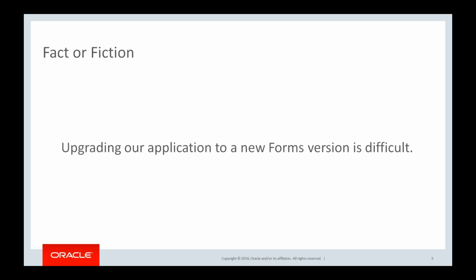Upgrading our application to new Forms versions is difficult. This also is not true. We've heard this quite a lot as well. The level of effort involved in upgrading your application is directly related to what version you're currently using. The closer you are to the current version, the easier it will be to get to the latest version. So for example, if you're already on version 11 of the product, getting to version 12 is as simple as regenerating your application with a version 12 compiler. Likely it took me longer to explain all that than it would to actually take that action.